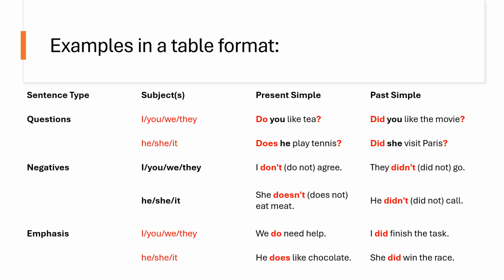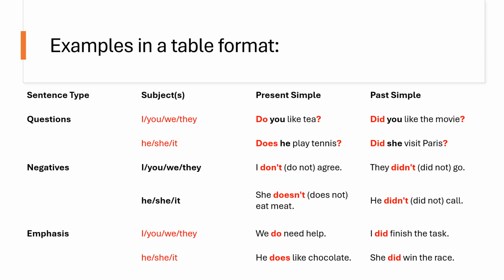Did she visit Paris? Negative sentences. For the subject I, you, we, they, we will use do not. I do not agree. And for the subject he, she, it, we will use does not. She does not eat meat. And for the past simple tense, we will use did not. They did not go, or he did not call.